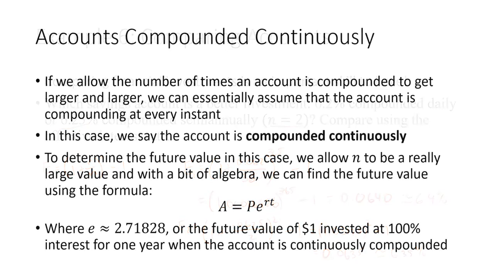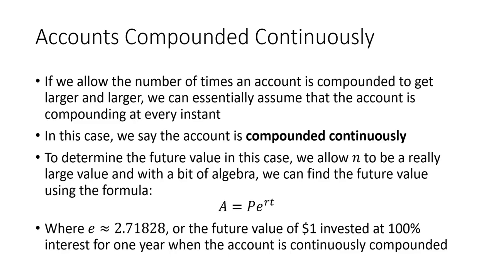If we allow an account to just compound over and over and over again, the number of times it's compounded just gets larger and larger and larger. We can essentially assume that the account is compounded at every instant that exists. And in that case, we say that the account is compounded continuously. In order to figure out the future value for an account that's compounded continuously, we just let n be a really, really large number, and we figure out what happens in the formula.